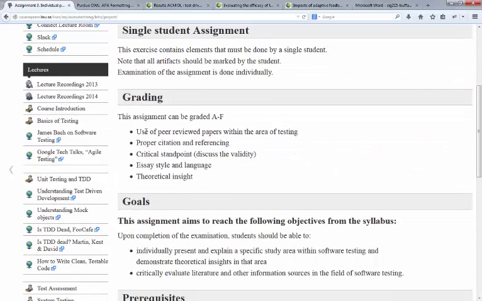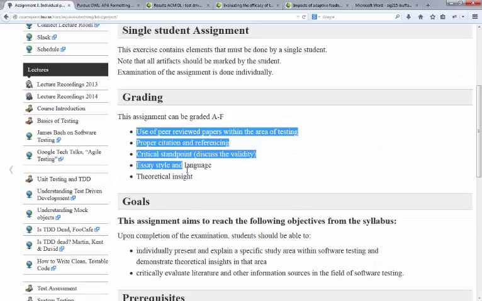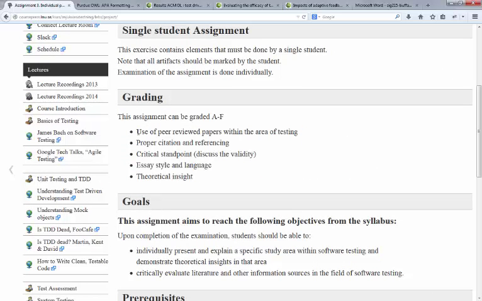So the grading will be on these 5 different things. I want you to use a peer-reviewed paper within the area of testing, right? You should read that and understand that. Both papers must be in the area of testing, and they should be peer-reviewed. You should do proper citation and references on these ones.